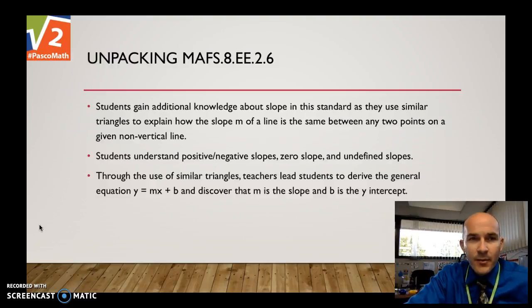So when we unpack that a little bit, students are going to gain some additional knowledge about slope in the standard as they use similar triangles to explain how the slope m of a line is the same between any two points on a non-vertical line. Students also understand positive, negative slopes, zero slope, and undefined slopes. And then through the use of similar triangles, teachers can lead students to derive the general equation y equals mx plus b and discover that m is the slope and b is the y-intercept.